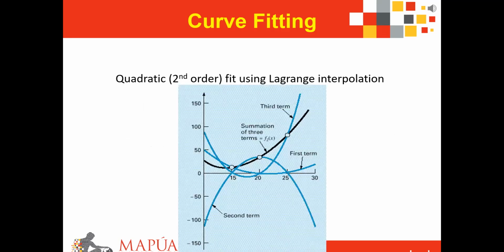This is the illustration for a second order quadratic function. Note that each Lagrange term there is represented as a blue curve, which shows you that each Lagrange term is a quadratic function. And when these quadratic functions are eventually summed up, they form your general second order function or quadratic function f2 of x.